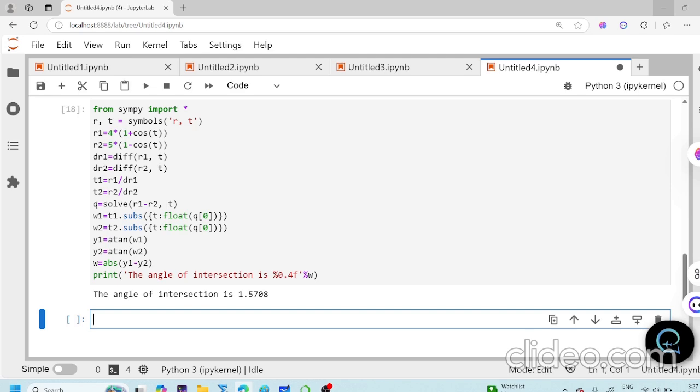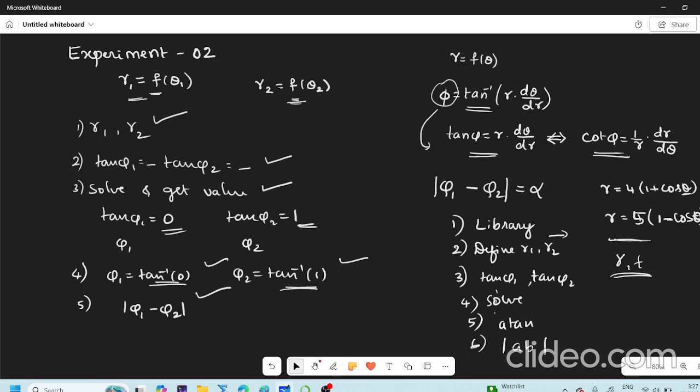The curves are 4 into 1 plus cos t and 5 into 1 minus cos t. There are some curves which will intersect orthogonally. So what do we mean by orthogonal? The angle of intersection is 90 degrees. In radians, the angle of intersection will be pi by 2. Such curves are said to be orthogonal curves.